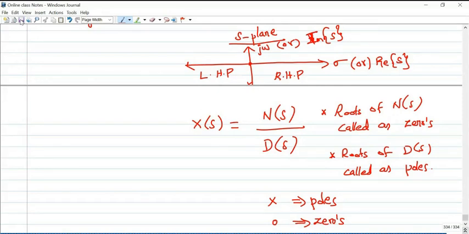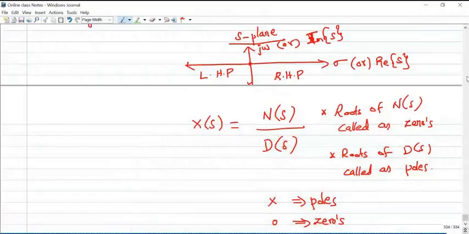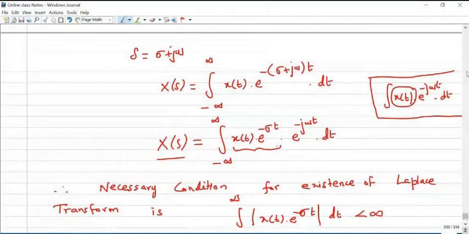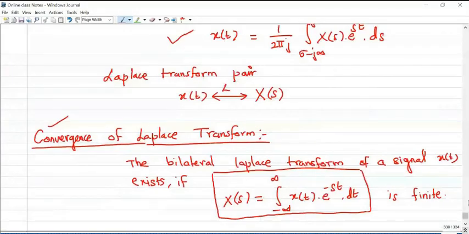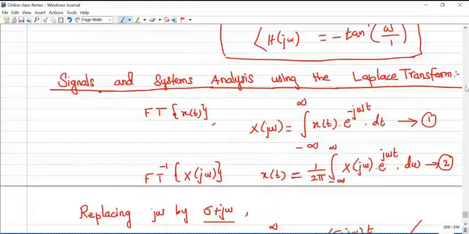We will start the problem. Any doubt up to this? Basic formulas of Laplace transform, relation between Fourier transform and Laplace transform, and convergence of Laplace transform.